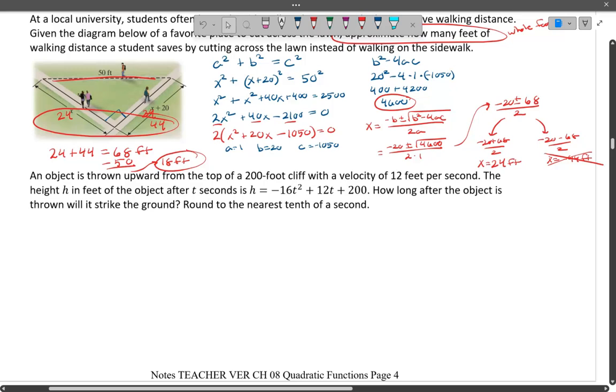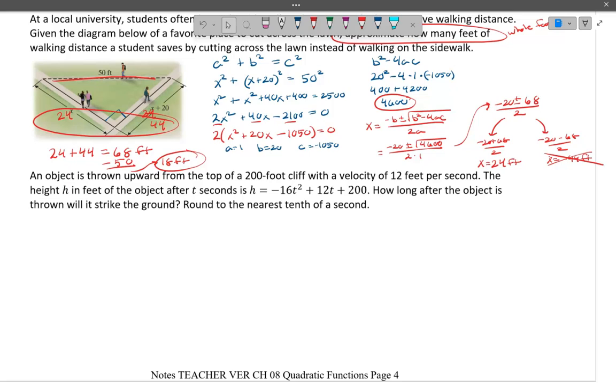Here in our last example, we have a classic projectile motion equation. We have an object thrown upwards from the top of a 200-foot cliff with a velocity of 12 feet per second. Now, a lot of students see these numbers and go immediately thinking that they need to be put into the equation, and that's not always the case. So let's analyze the equation at the same time.